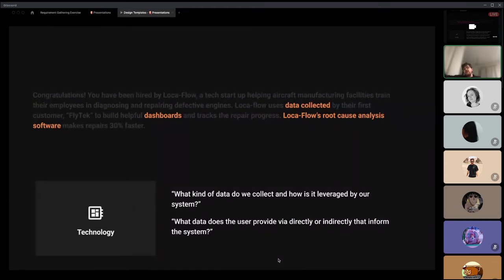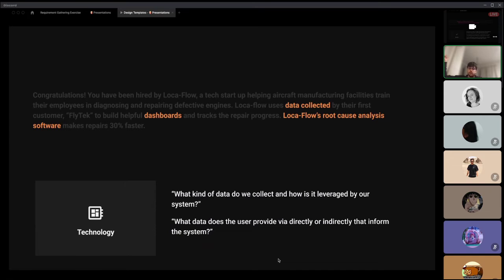They use the term data collected, right? And I think one of you said, well, what kind of data? Perfect. What kind of data do we collect and how is it leveraged by our system? Are there opportunities to look for other data that exists that we could start grabbing to make more informed decisions about that customer?